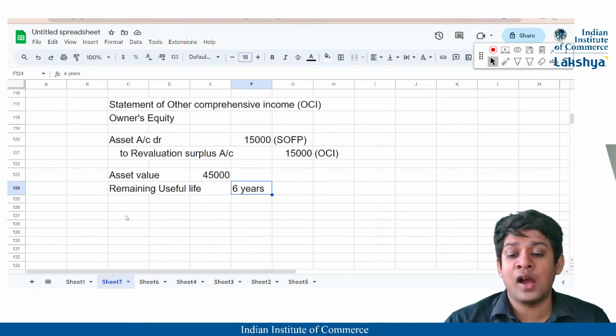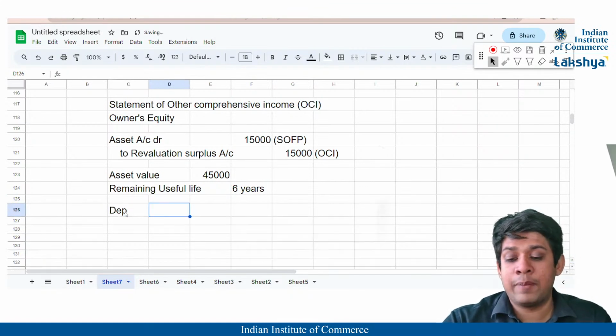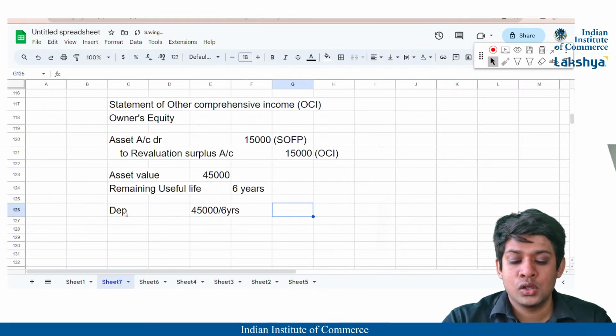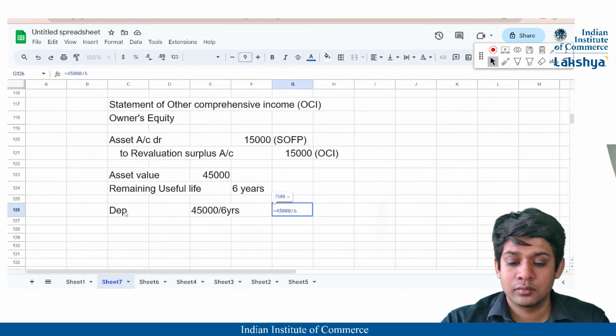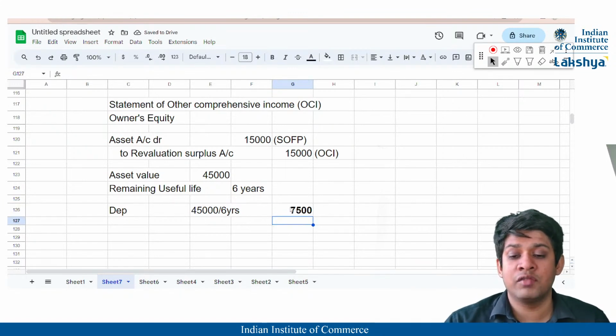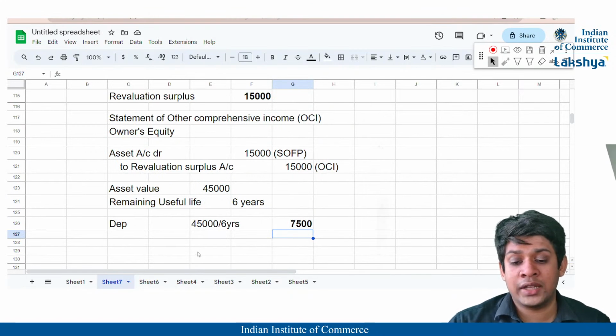So the subsequent measurement after the revaluation will take this into consideration, that is, depreciation of 45,000 divided by 6 years, which is the remaining useful life of the asset. So my depreciation value will now be 7,500, which is to be charged every year. It will obviously increase because suddenly my asset value has increased, right? So that is how I'm going to do the subsequent measurement. Okay, subsequently, you're going to measure it like this.